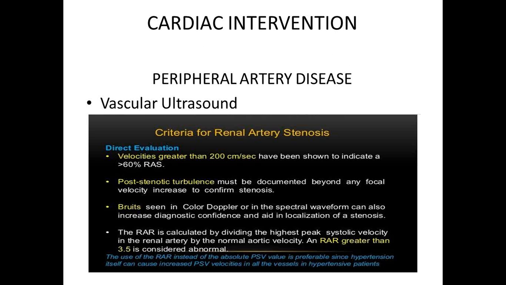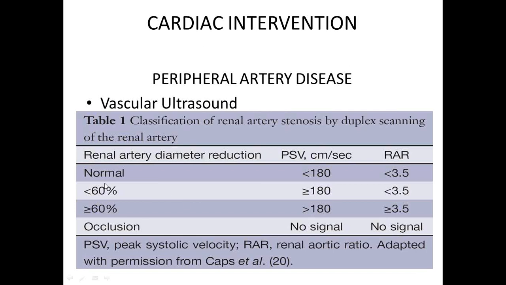Or if you're just going to use the peak systolic velocity in the renal artery, greater than 200 centimeters per second suggests you have a significant stenosis. So this is the criteria that we use. The peak systolic velocity in the renal artery should be less than 180 centimeters per second. And the RAR, which is the renal artery ratio, should be less than 3.5. The renal artery ratio is the peak systolic velocity in the renal artery divided by the peak systolic velocity in the normal aorta, and that should be less than 3.5 for a renal artery stenosis that's less than 60%.